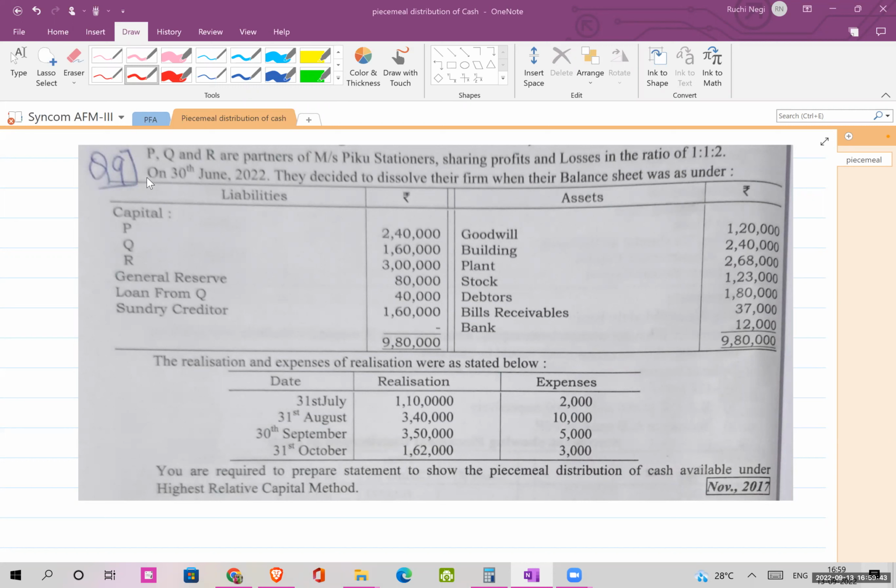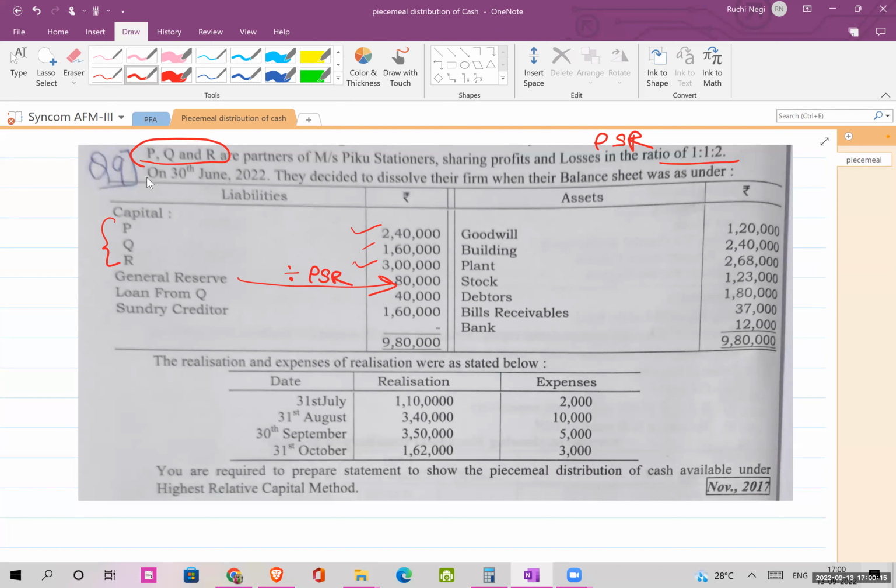P, Q, and R are partners of Messrs. PQ Stationaries. So these are the three partners sharing profits and losses in their ratio. So this is their PSR, profit sharing ratio. They decided to dissolve their firm when their balance sheet was as under. So this is the capital balances, 2 lakh 40, 1 lakh 60 and 3 lakhs. This is the general reserve, 80,000 that you are going to distribute among partners in their profit sharing ratio.